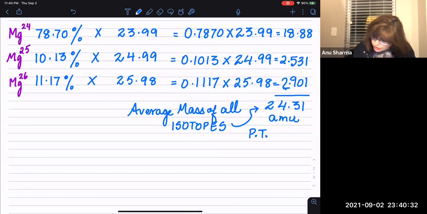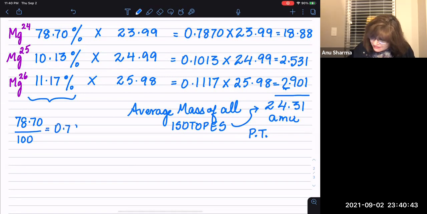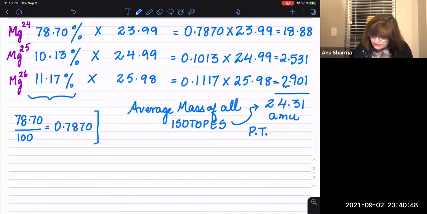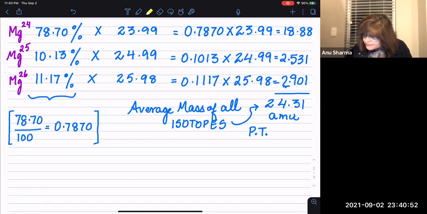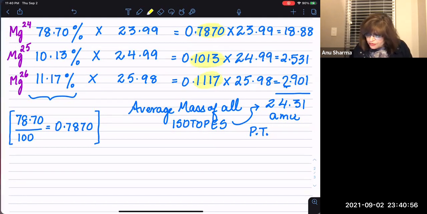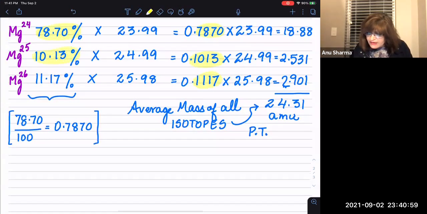And just to show you a little bit of this here, what does this mean? So this is 78.70 divided by 100. Okay, and that is giving you 0.7870. Just so you know, this is a little piece on the side. How did you get these numbers? This comes when you solve these. This is basically divide by 100. This number divide by 100. And that gives you this number and the other number, same way.